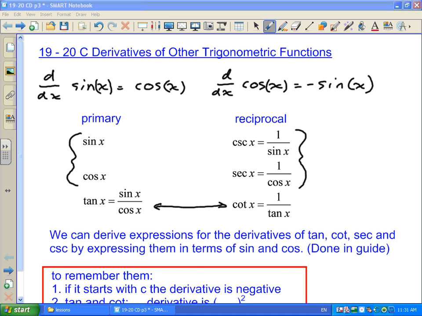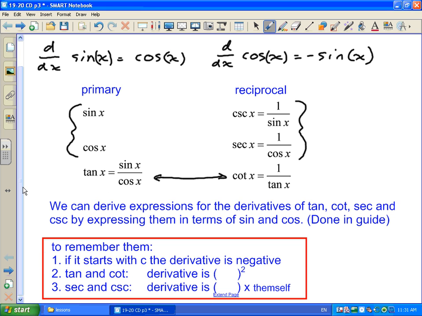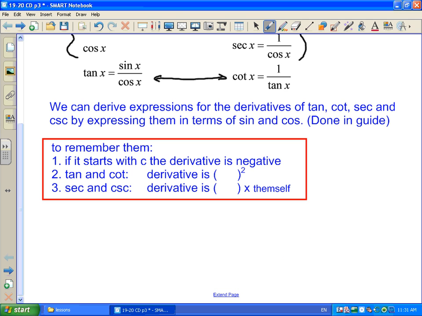That's just what I've said there, the derivations and stuff. This is what I remember. If the function starts with a c, the derivative is going to be negative. It's going to have a negative sign in front of it. And we've seen that with the cosine function. The derivative of cosine is negative sine.